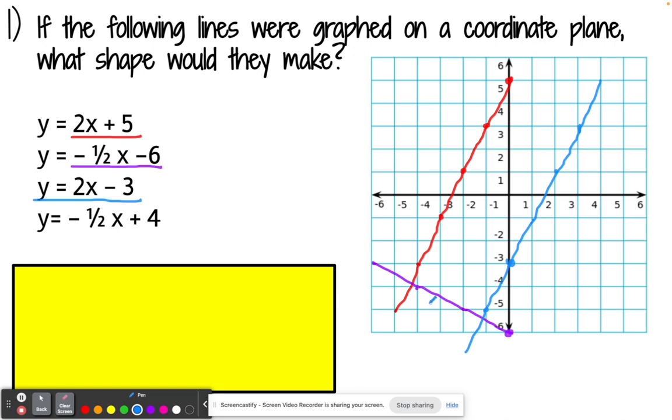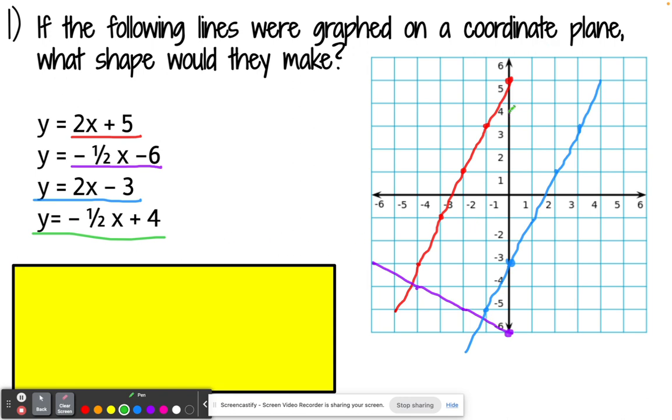Again, I have another right angle. These two lines are parallel, and since this one is perpendicular to this one, it will also be perpendicular to this one. I think you get an idea of what my shape is going to be. My next line is negative 1/2 x plus 4. Same slope as this one, so these two are going to be parallel, the green and the purple, and it's going to be perpendicular to the other two lines.